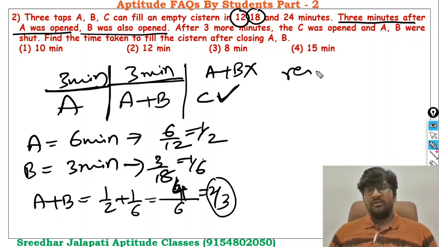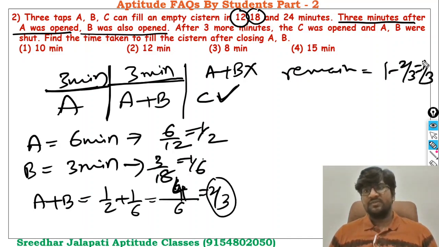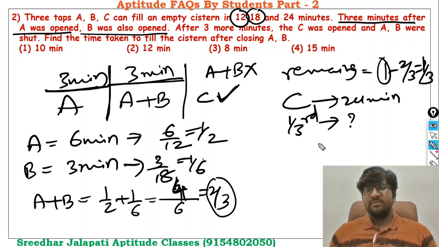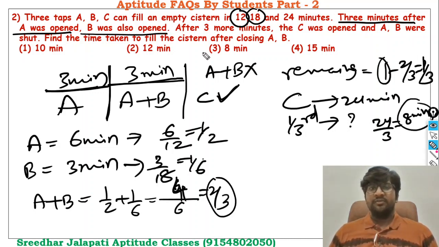Now the remaining tank to be filled is 1 minus 2/3, which is 1/3, because the full tank is treated as 1, and 2/3 is already filled by A and B. So now C is opened. Given C takes 24 minutes to fill the entire tank, now C has to fill 1/3, for which how much time does it take? That is 24/3, 8 minutes. C takes 8 minutes to fill the remaining part of the tank. Therefore option 3, 8 minutes, is the answer.